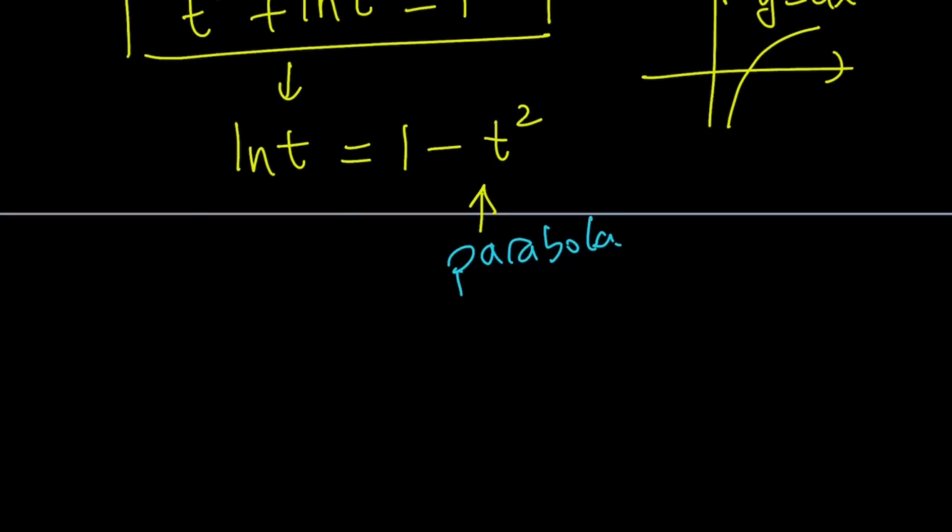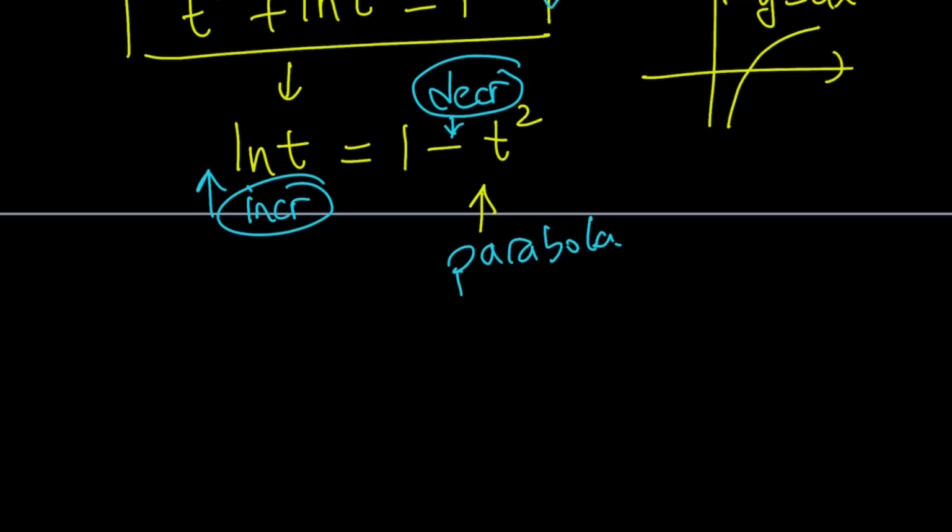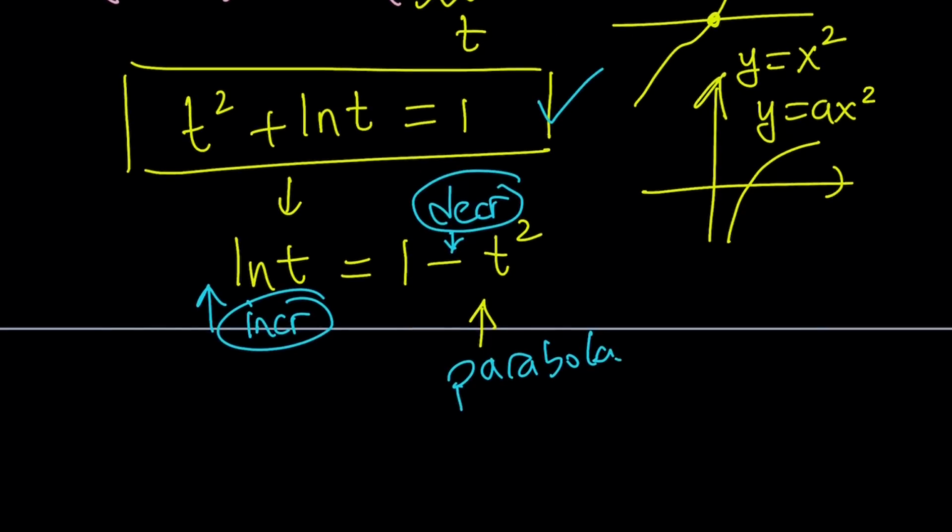Let's go ahead and do the following. Since we have an increasing function on the left-hand side and a decreasing function on the right-hand side, it's weird that I wrote it backwards, sort of, then there's only going to be a single intersection point. Just like this one. I mean, it's the same idea. We just switch things around.